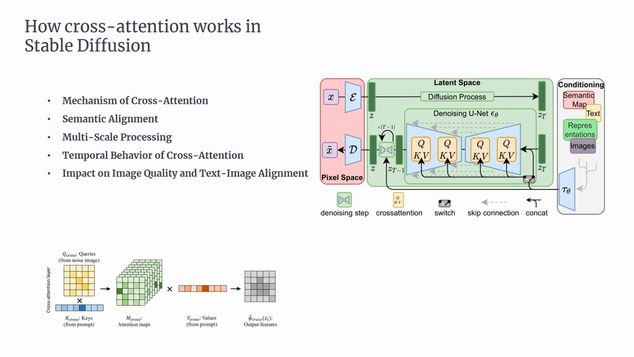In summary, cross-attention is key to enabling Stable Diffusion to generate images that are semantically aligned with the input text, producing high-quality, coherent, and detailed images based on the given prompt.